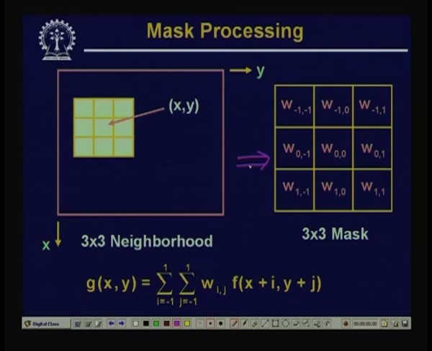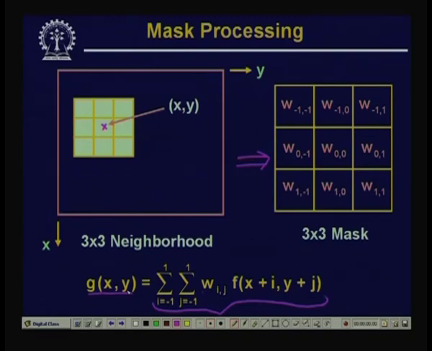For all these mask processing techniques, what we do is we place this mask on this image where the mask center coincides with the pixel location x y. Once you place this mask on the image, you multiply every coefficient of the mask by the corresponding pixel on the image, and then you take the sum of all these products. The sum is given by this particular expression, and whatever sum you get is placed at location x y in the image g x y.